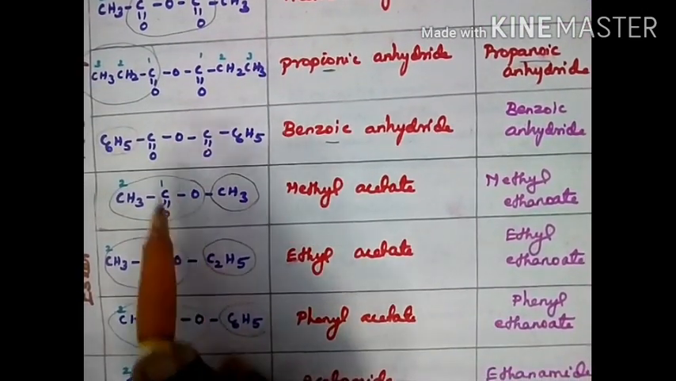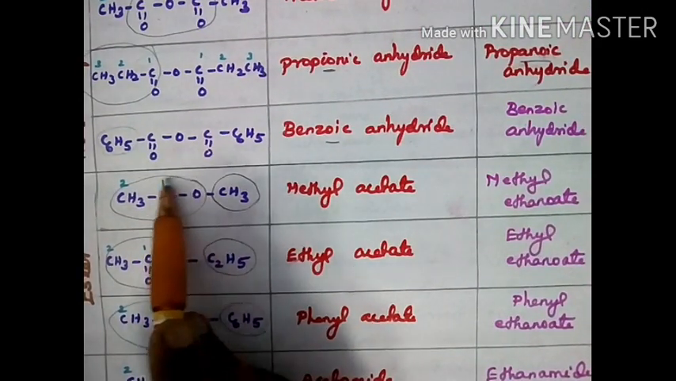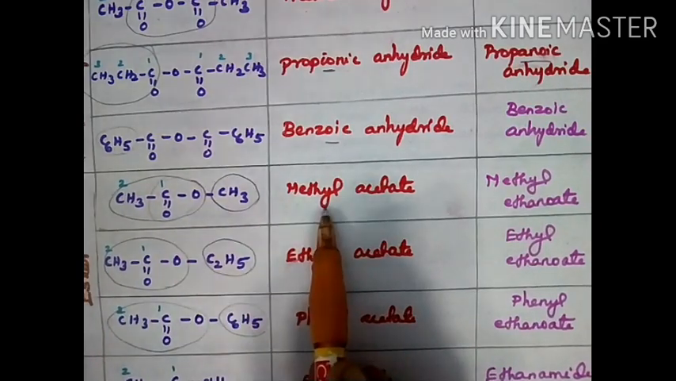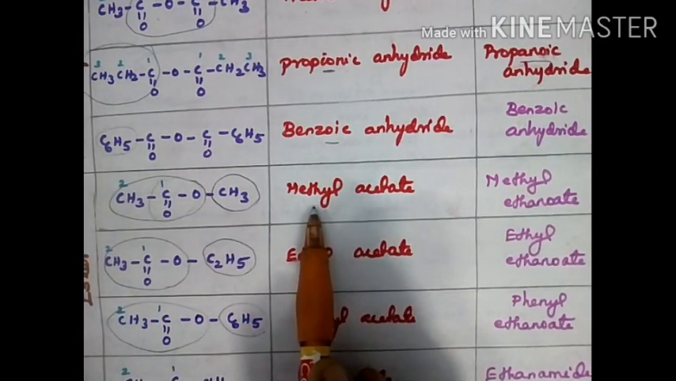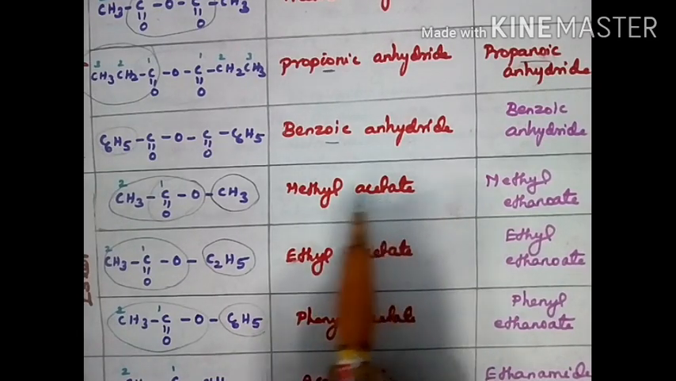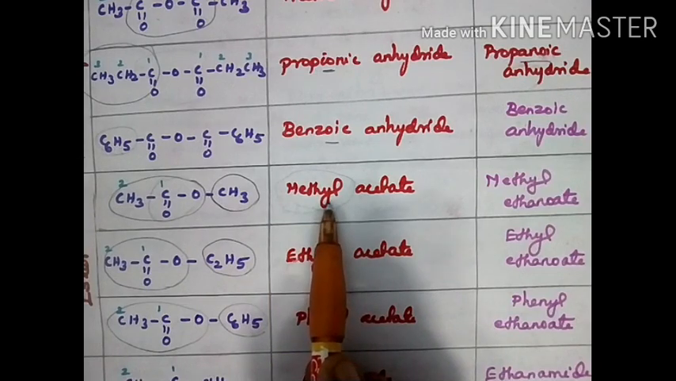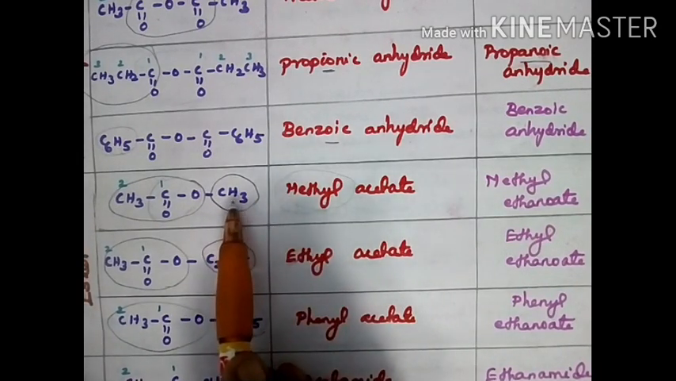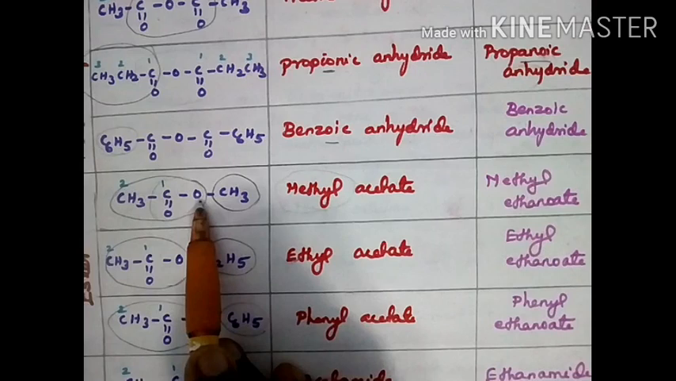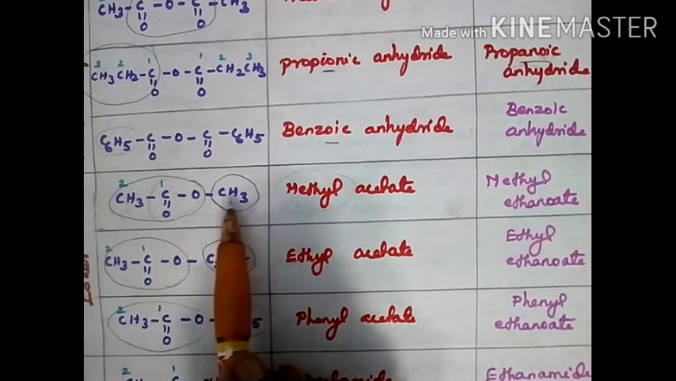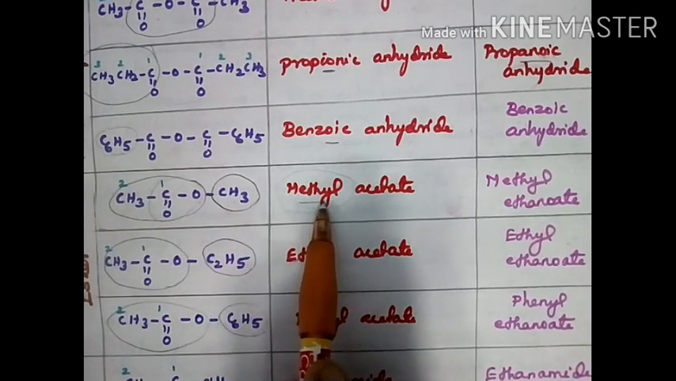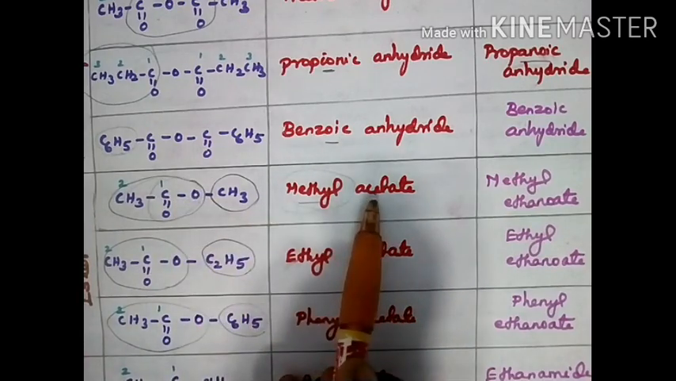Next, ester. Ester is the COO group. It is derived from acetic acid. First, how to write the common name? Alkyl plus acid derivative. How do we write the alkyl as methyl? Find out which alkyl group is attached to oxygen, not the carbonyl carbon. Here methyl is attached to oxygen, so it is called methyl. This is an acetic acid derivative, so acetate.